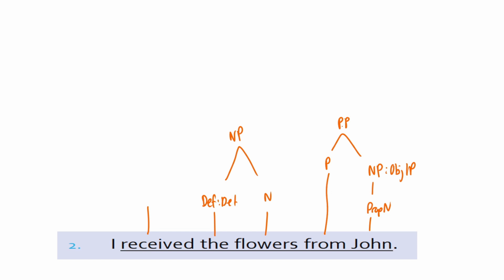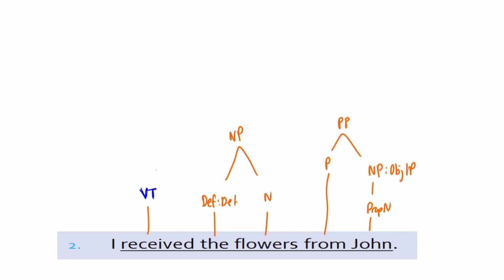So I received the flowers from John. I received something. Okay, so I received X. So this leads me to believe that this is now a transitive verb. So this is a VT, and this will build up into a VP, and these things are modifying the verb. So the flowers are the things being received. This is a direct object, and the prepositional phrase here is acting as an adverbial. It's giving more information. Where did you receive them from?